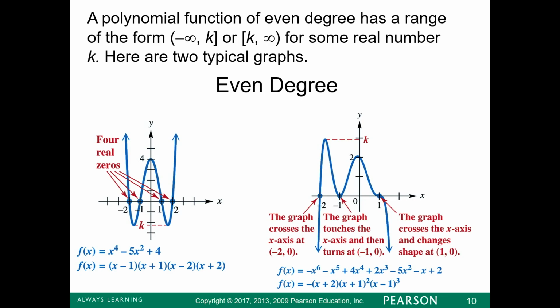So how many zeros are there? 1, 2, 3, 4. Four real zeros, is that right? And you see -2, -1, +1, and +2 are the four real zeros of this function. And if you look at the end behavior of this function, it looks like what? It's similar to the square function, right? You see what I mean?